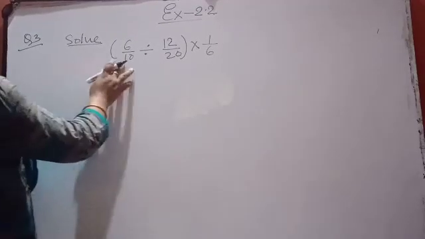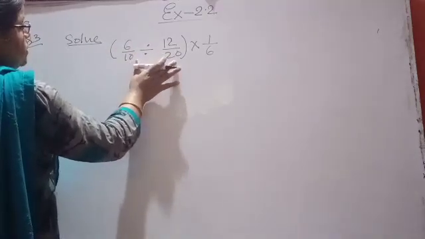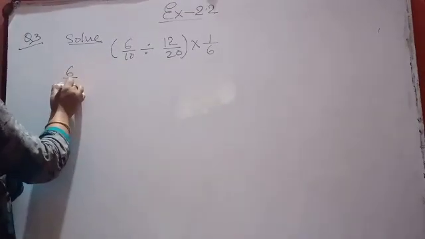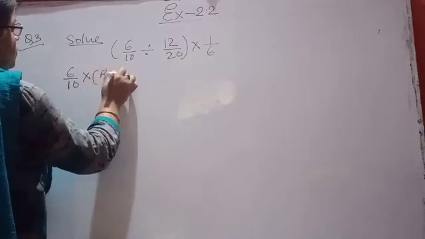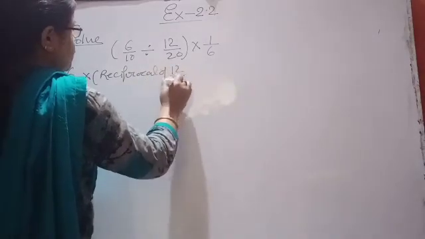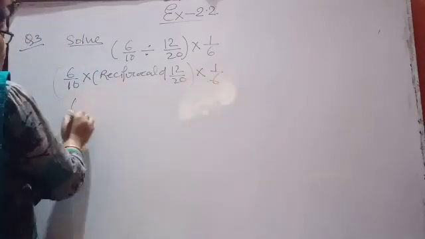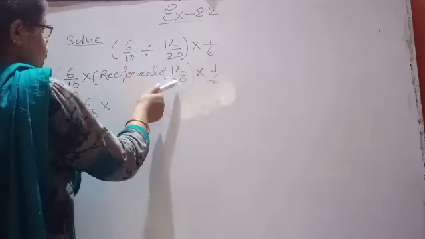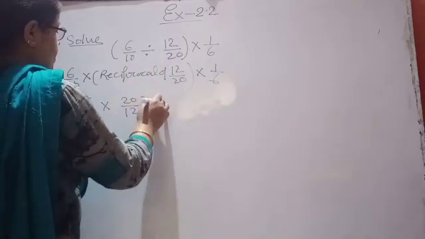Now see that beta, 6 upon 10 divided by 12 upon 20. First you solve the division of these two fractions as earlier we were doing division. See that, 6 upon 10 multiplied by the reciprocal of 12 upon 20, multiplied by 1 upon 6. Reciprocal means 20 will go on the numerator, 20 upon 12, multiplied by 1 upon 6.